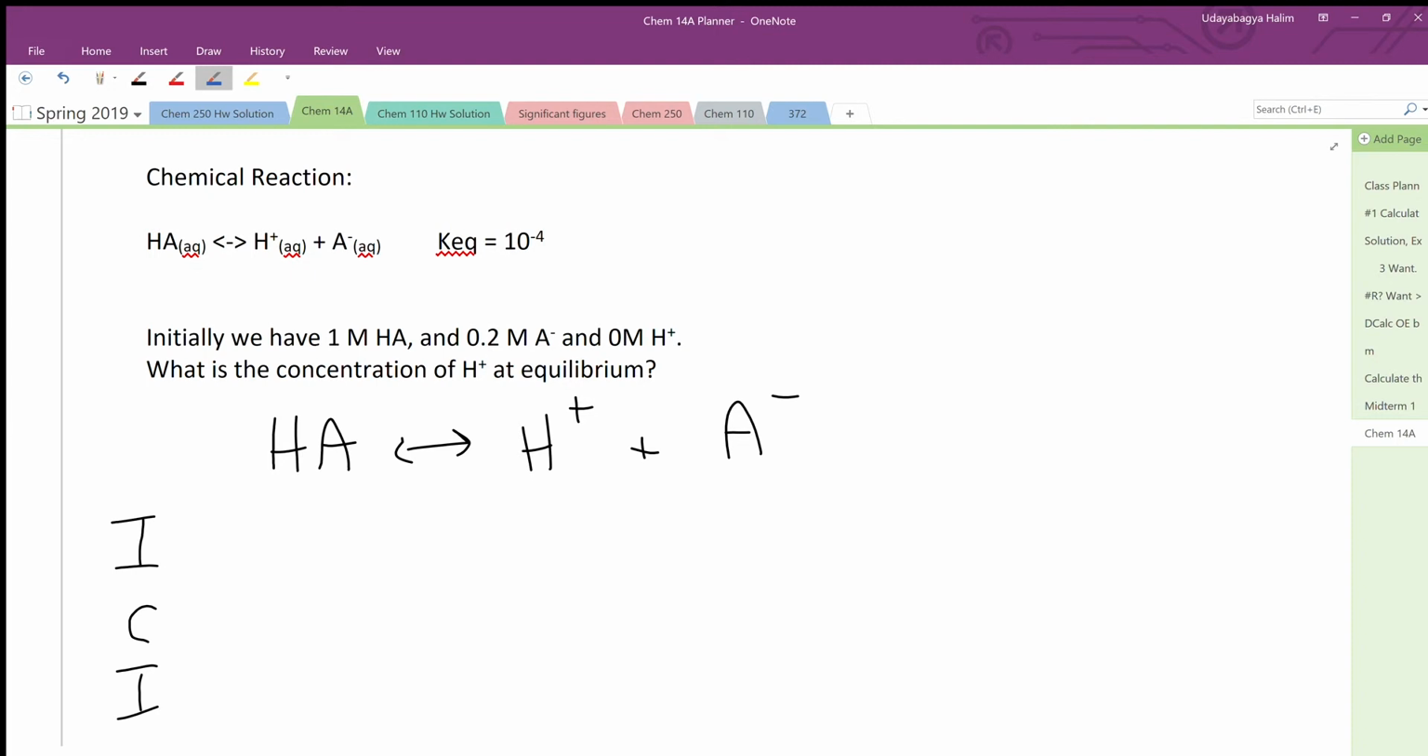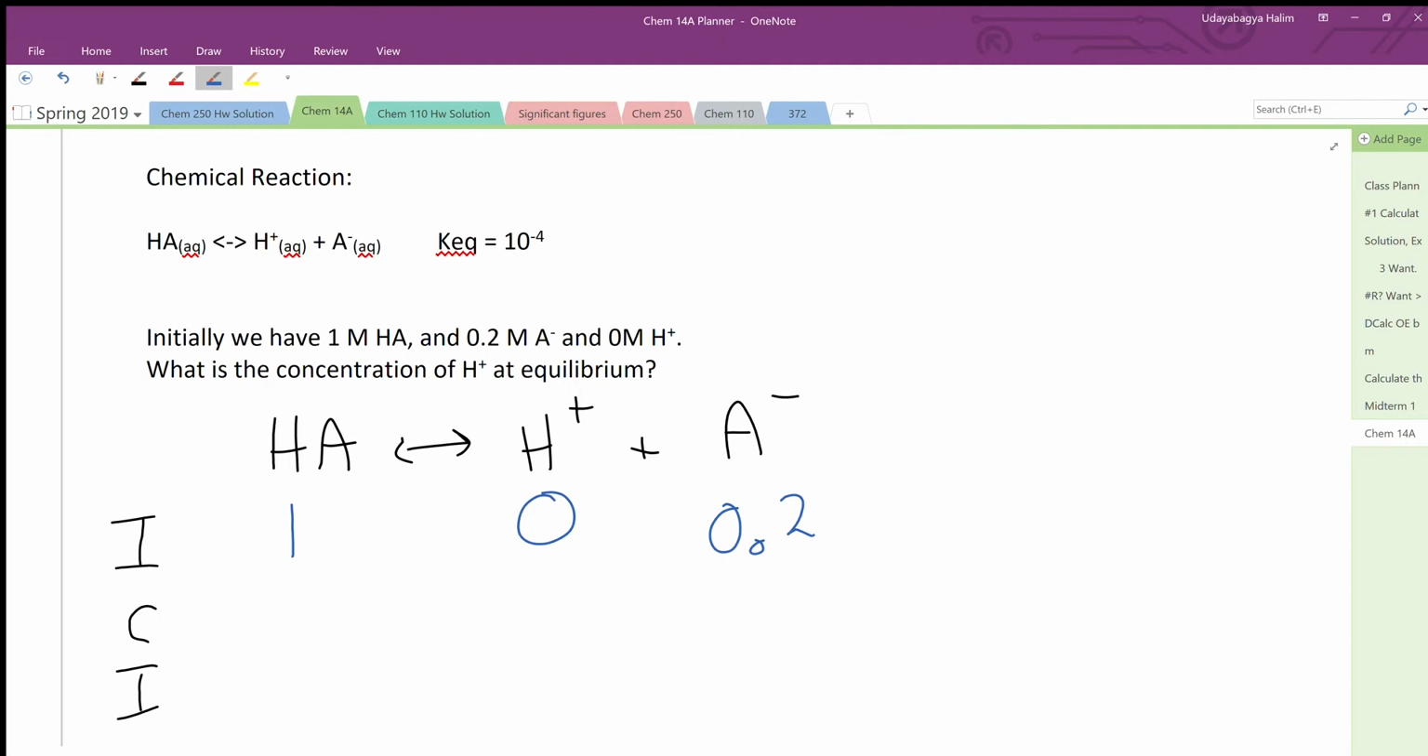Initially we have a 1 molar solution of HA, so we have 1 molar here, and we have no H plus. I'm going to get rid of the molar just to make it easier to see. And the last one is we have 0.2 molar of A minus. So what is the concentration of H plus at equilibrium? At equilibrium you always have all of the species at the same time. It might be a very tiny bit, but there's always a tiny bit. That's what we're going to try to find out.